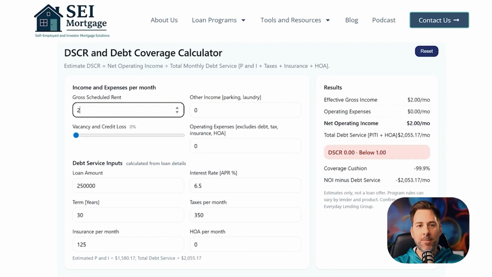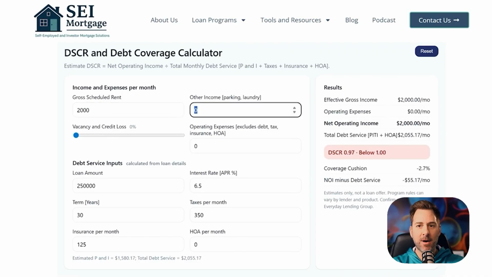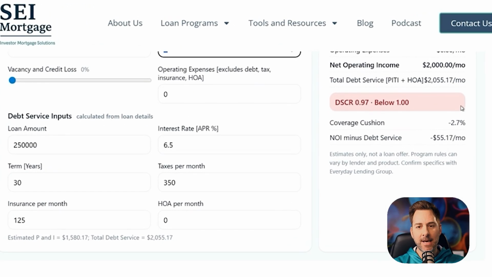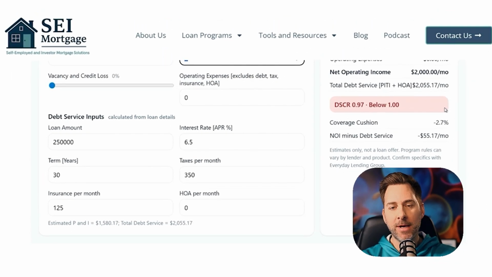However, let's say the property only makes $2,000 a month in income, you would be at a debt coverage of 0.97, which is just under 1. Typically, the majority of investors that we work with require at least a 1-to-1 debt coverage based on a down payment of as low as 15%. However, if you have additional funds available and you still want to utilize this no income doc, no debt-to-income ratio program, you can put a 25% down payment and have a no ratio.